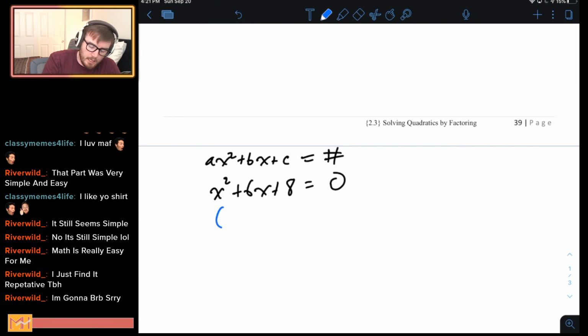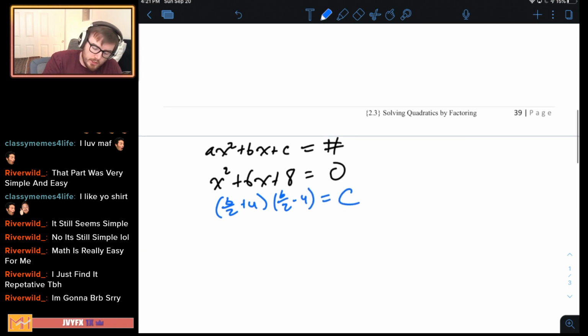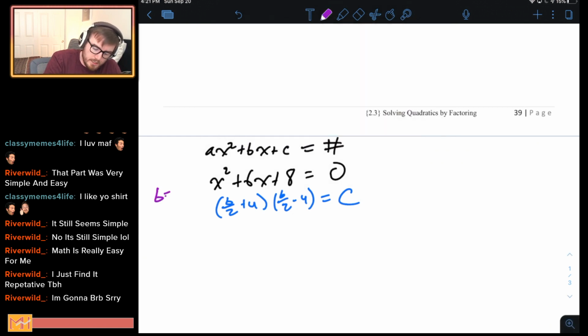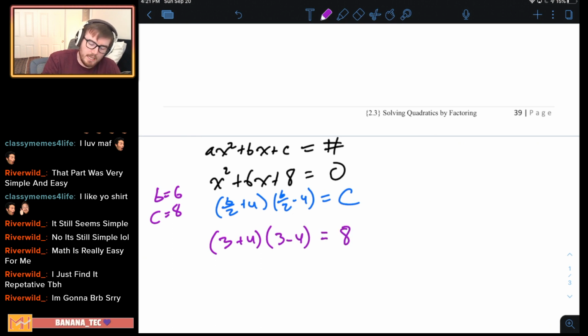We were doing b over 2 plus u times b over 2 minus u equals c. So that turns out to be, in this problem, what is b? B is 6. What is c? C is 8. So 6 over 2 is 3 plus u times 3 minus u equals 8.